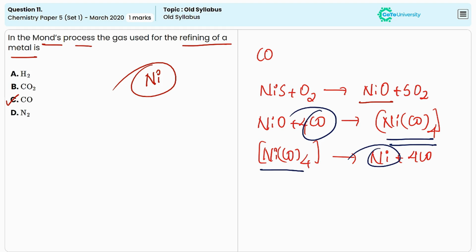This method is notable for its ability to produce very pure nickel and for its efficiency in handling low grade ores. So here the correct answer is option C, carbon monoxide.